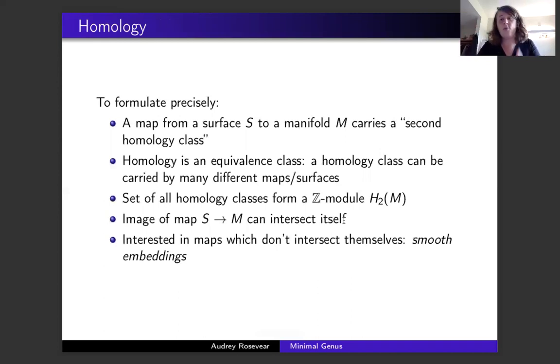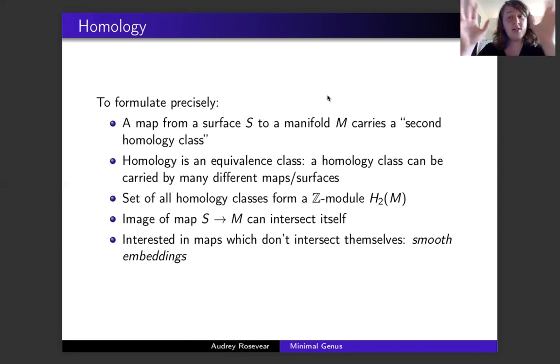Over the next few slides, we're going to formulate this precisely. And for that, I want to talk about homology. A map from a surface into a manifold carries something called a second homology class. I won't really go too deeply into what that is, but homology is an equivalence class. So a homology class can be carried by many different maps and surfaces into your manifold.